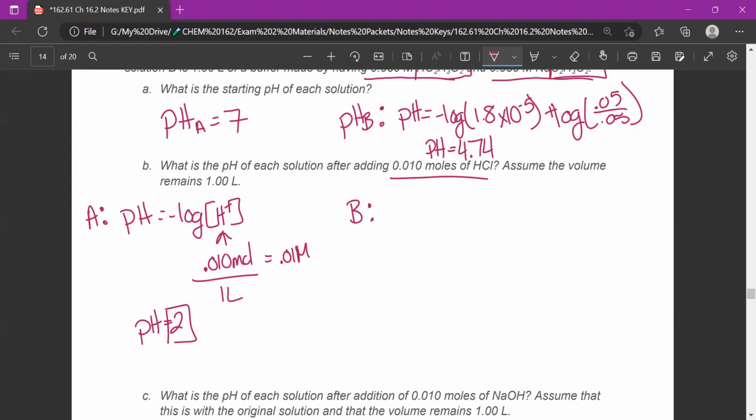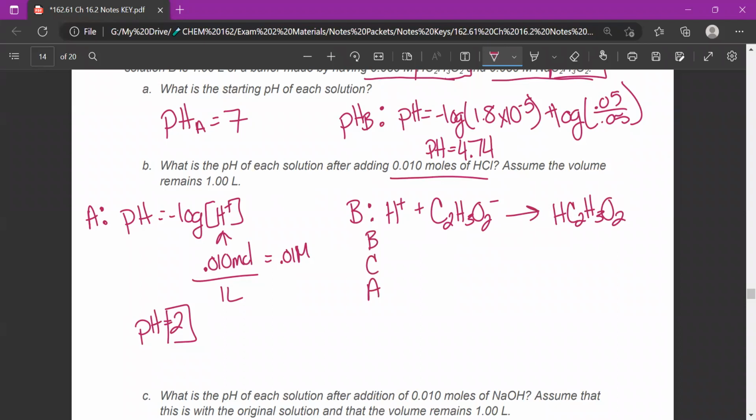Okay, so first I gotta write what is happening, right? I'm adding hydrochloric acid, which really just means I'm adding H plus. Okay, so which part of the buffer is going to neutralize that? The acid part or the base part? Well, if I'm adding acid, then the base part is going to neutralize it, C2H3O2 minus. Okay, so what do you get when you put those together? Well, I get HC2H3O2.